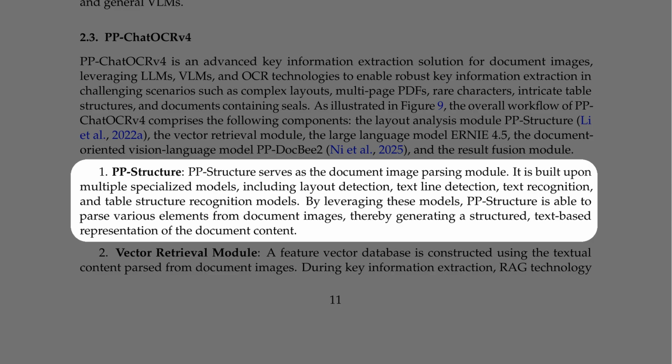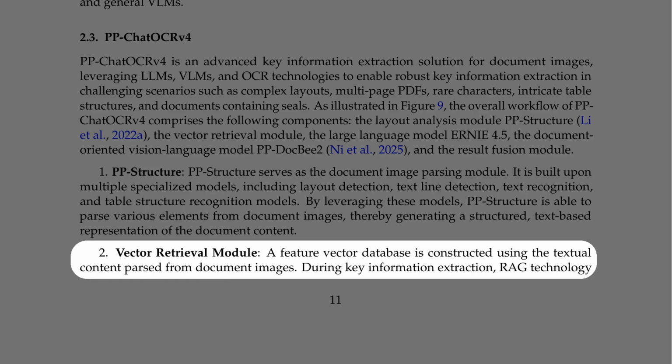1. PP Structure. PP Structure serves as the document image parsing module. It is built upon multiple specialized models, including layout detection, text line detection, text recognition, and table structure recognition models. By leveraging these models, PP Structure is able to parse various elements from document images, thereby generating a structured, text-based representation of the document content.